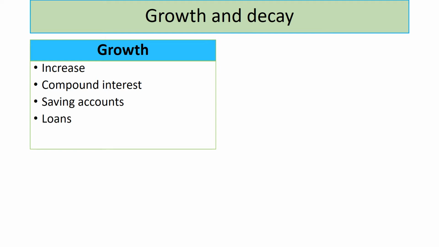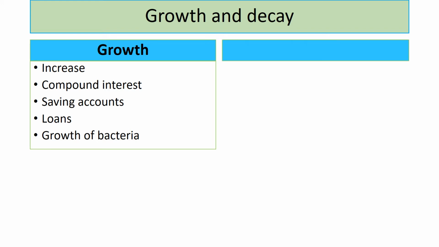In this video, we're going to look at growth and decay. So let's go through some keywords related to this topic. Okay, when we're talking about growth, we're normally thinking about increase. You can see those questions very often in the context of compound interest, saving accounts, loans, or for example, the growth of bacteria. So when you see these phrases in some questions, you need to be thinking about growth.